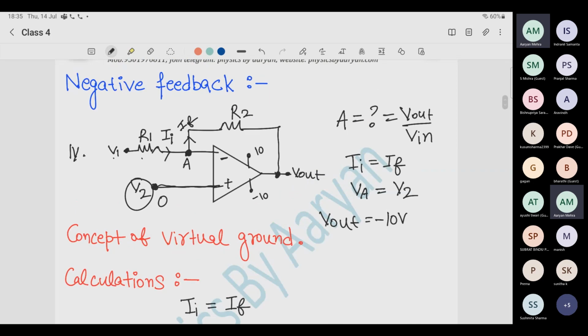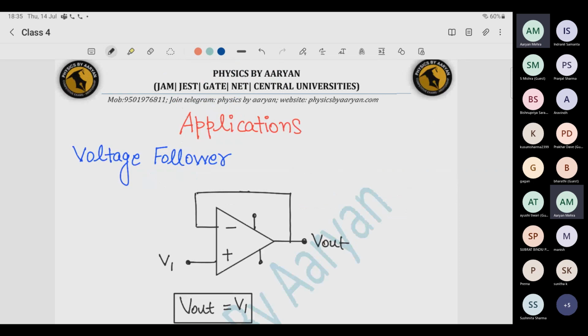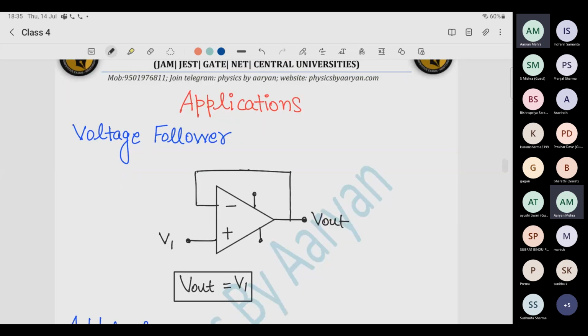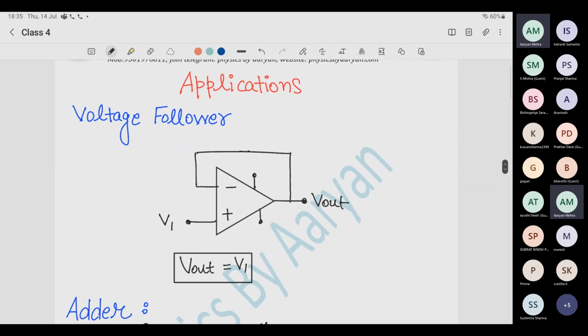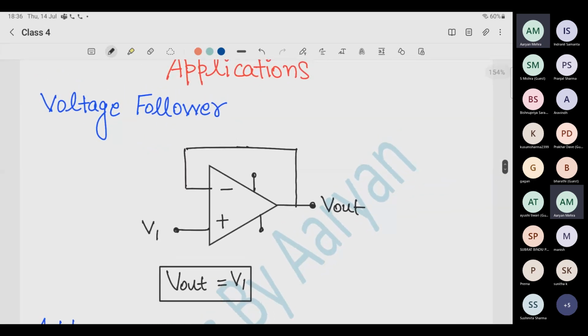Now let's understand it more when we apply it to some applications of the OPAMP. Once you do this, your entire concept of OPAMP will be clear. One very important application of OPAMP is the voltage follower. Voltage follower means whatever your input voltage is, that will be your output voltage. Sometimes in electronic circuits, we need a voltage follower, because we want our input voltage to go as it is to the output voltage.